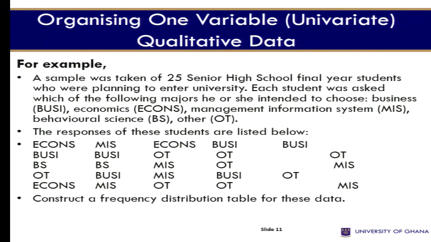A sample was taken of 25 senior high school final year students who were planning to enter university. Each student was asked which of the following majors he or she intended to choose. These are business, economics, management information systems, behavioral sciences, and other. Now, what you see there are the responses. Now, your issue here is to construct a frequency distribution table for these data. How do you do that?